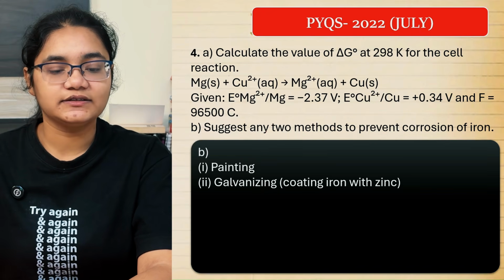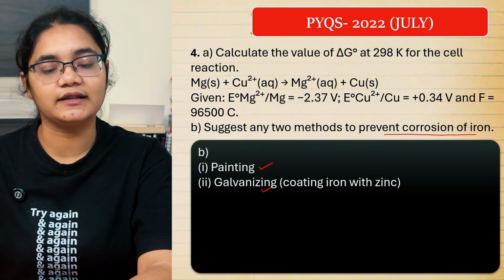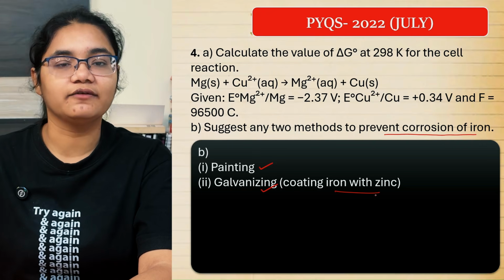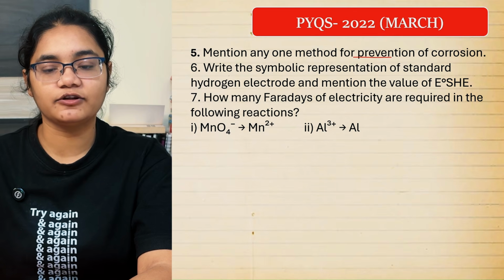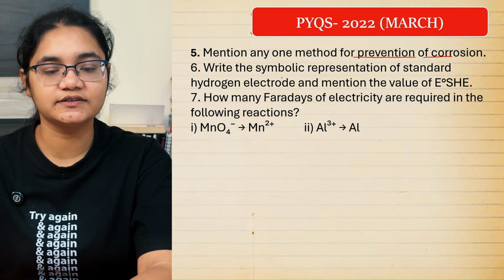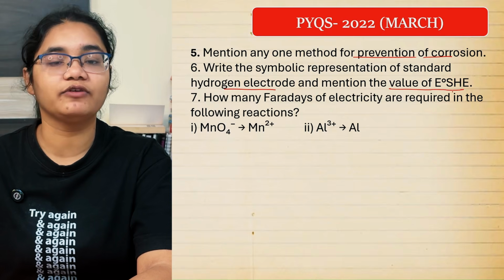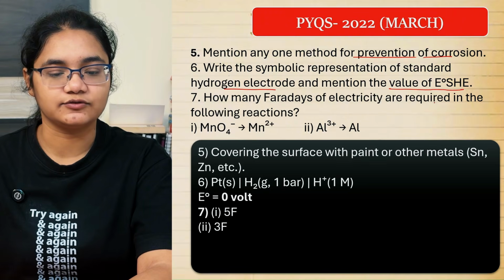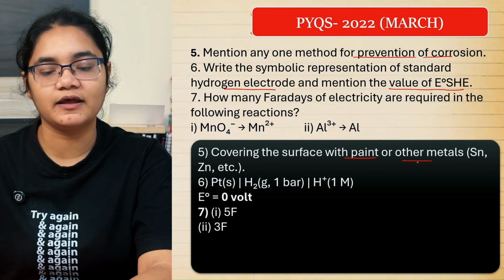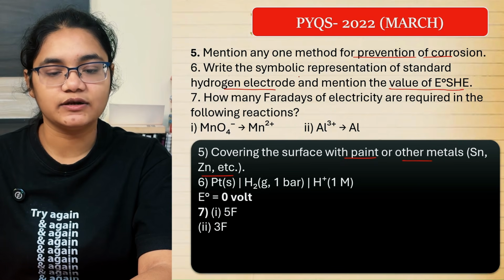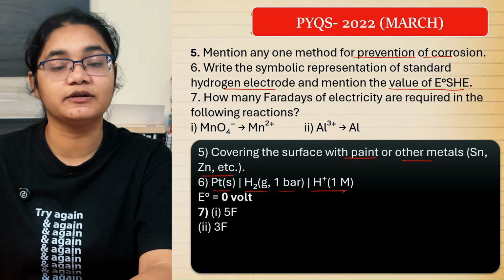Next, suggest two methods to prevent the corrosion of iron. The first method is painting and the second method is galvanization, or coating the iron with zinc. Next, mention any one method for the prevention of corrosion. Already we have discussed. Write the symbolic representation of standard hydrogen electrode and mention the value of E naught of SHE. Let's do this one first. The first method of prevention is covering the surface with paint or other metals like tin or zinc. The next one is to write the symbolic representation: platinum, hydrogen gas 1 bar and H plus 1 molar.